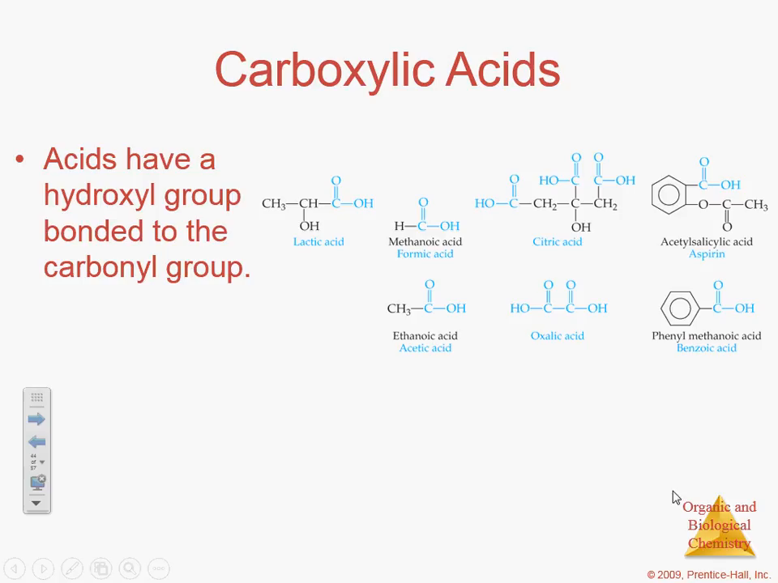Carboxylic acids are when we have a ketone with an alcohol group, essentially. So we have an oxygen double bonded with an OH group.